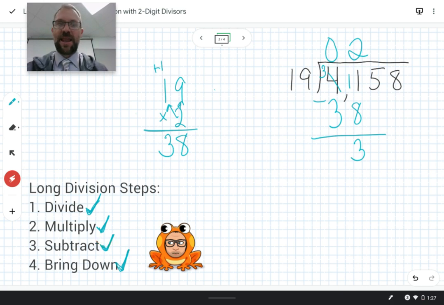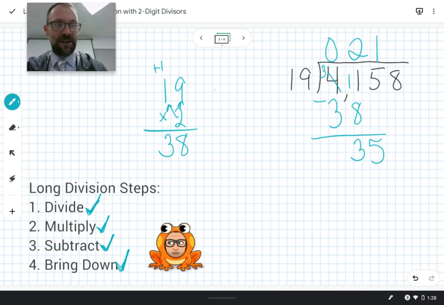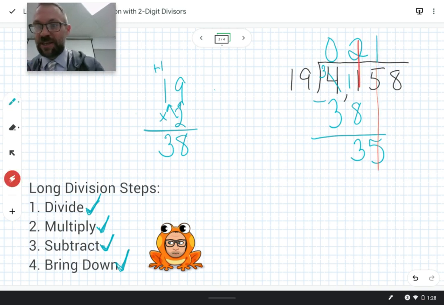Cool. And now I just need to bring down the next number, the 5, right there. Okay. And there's my bring down step. Now I can go back to the top and start over. How many groups of 19 are there in 35? Well, let's see. 2 groups of 19 is 38. That's too big. So I guess there can only be 1 group of 19. So let's just write the 1 above the 5. Again, notice how I'm keeping my place values all lined up. Nice and neat.